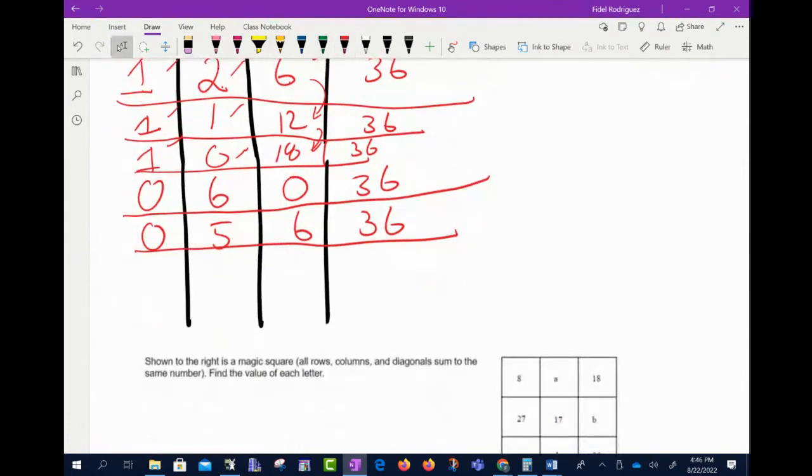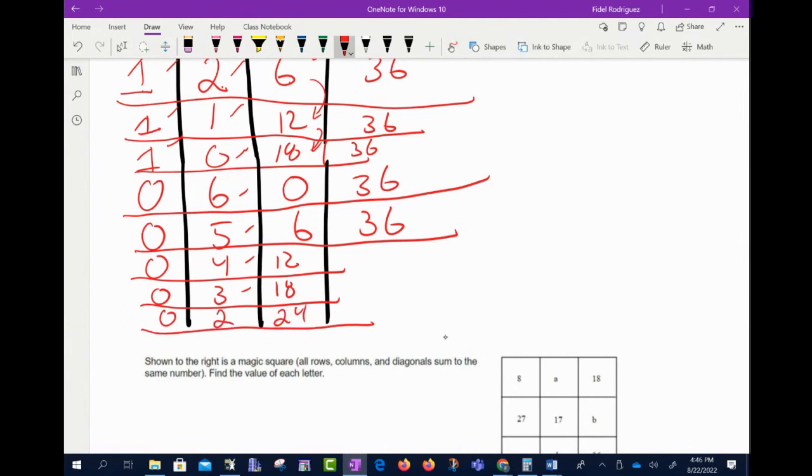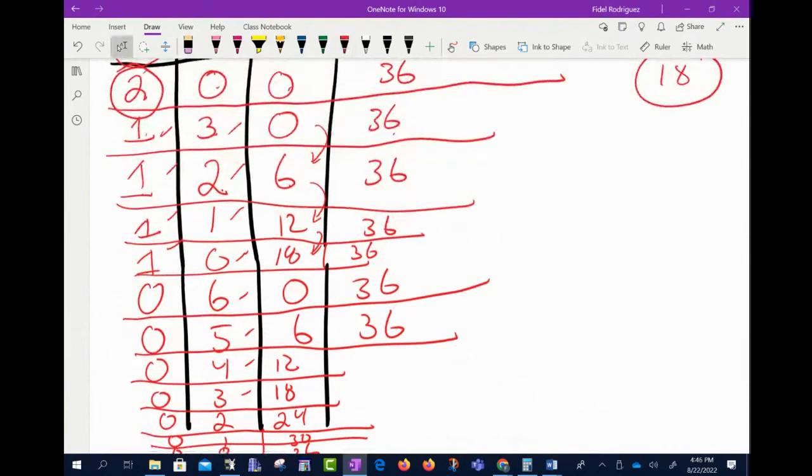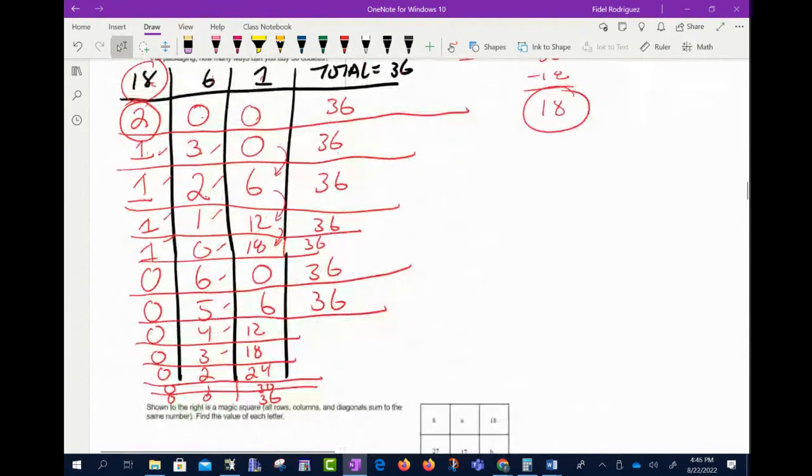I want you to start noticing the pattern. 0, 4, and 12, 0, 3, and 18. These are going down by 1. These are going up by 6. 0, 2, and 24. 0, 1, and 30. 0, 0, and 36. And what we've done is we've done this in a table, but we did it systematically.